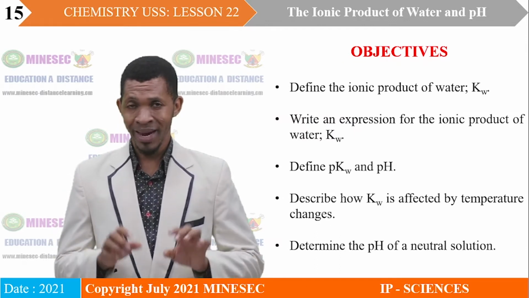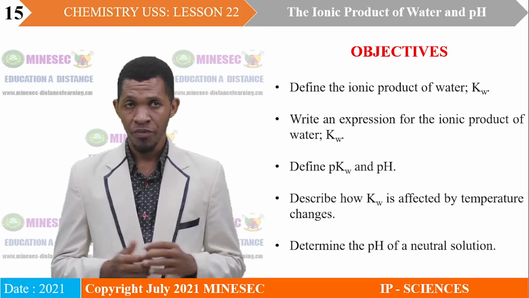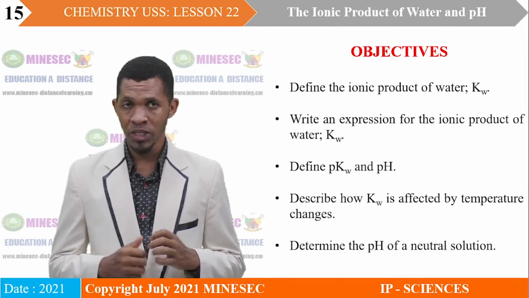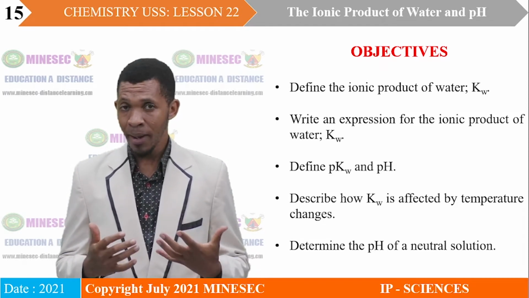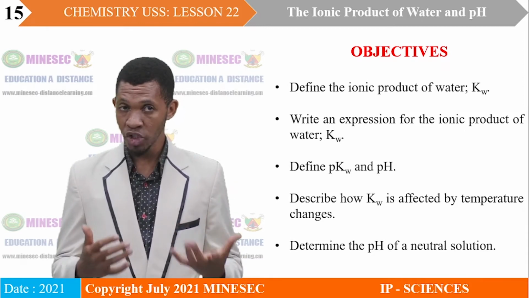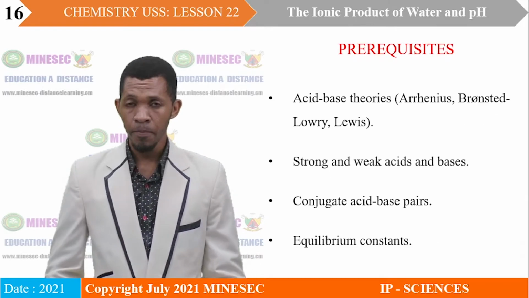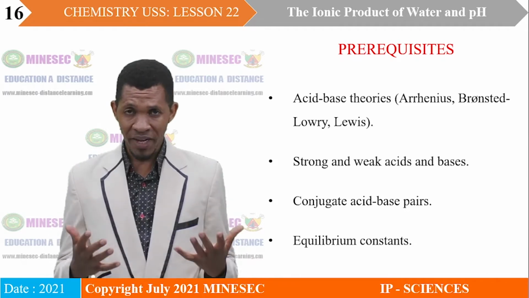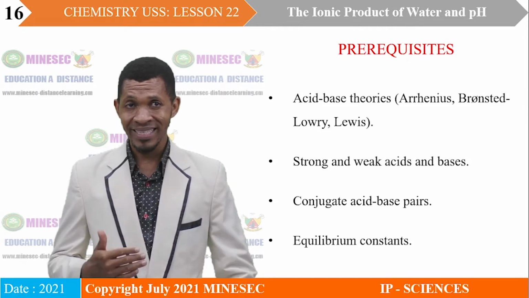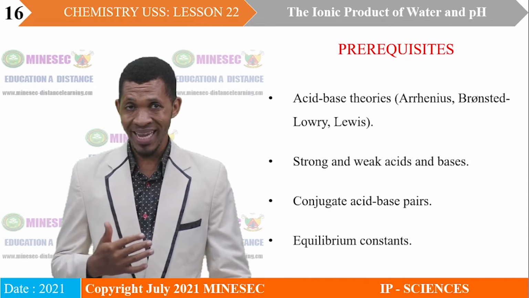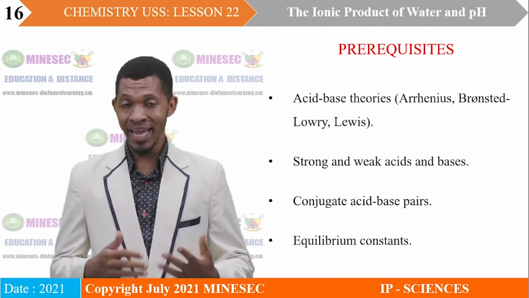Objectives. By the end of this lesson, you should be able to define the ionic product of water, write an expression for the ionic product of water, define pKw and pH, describe how Kw is affected by temperature changes, and then determine the pH of a neutral solution. Prerequisite. To effectively understand this lesson, you must have mastered the following: acid-base theories, strong and weak acids and bases, conjugate acid-base pairs, and equilibrium constant.